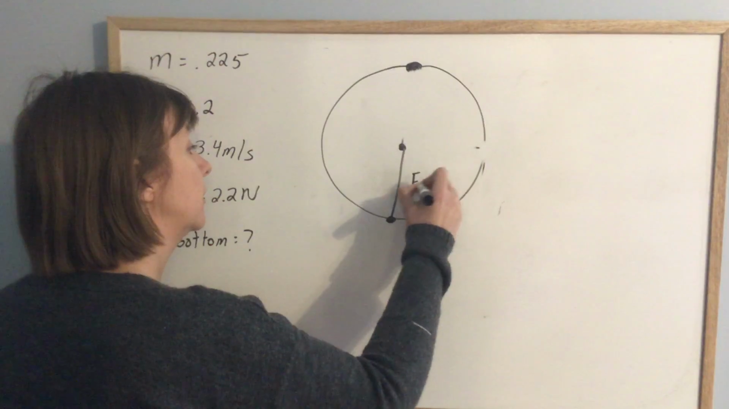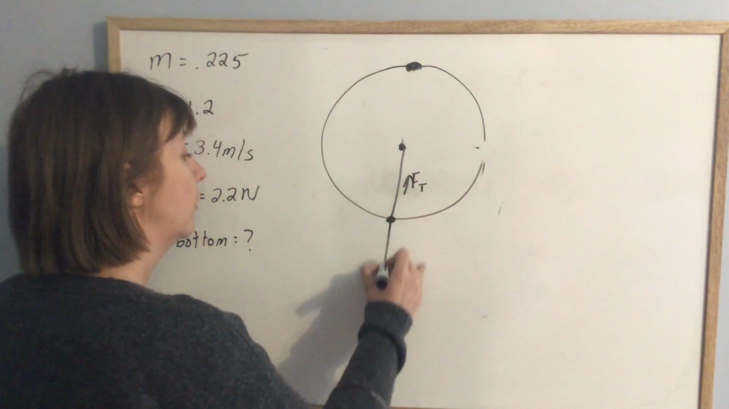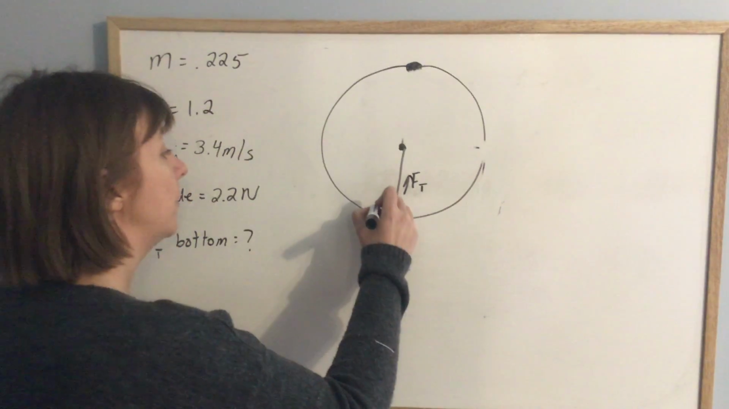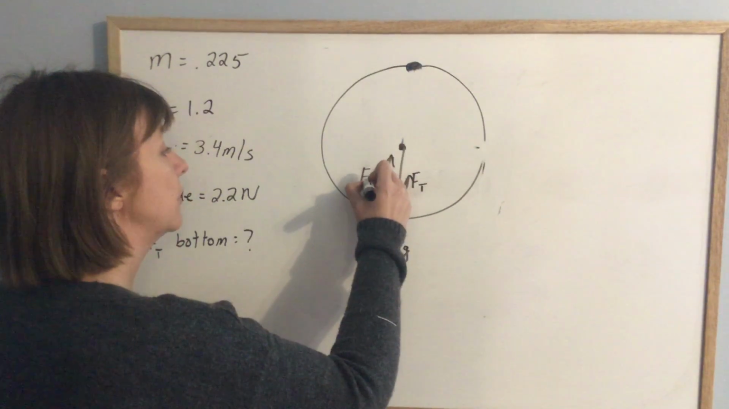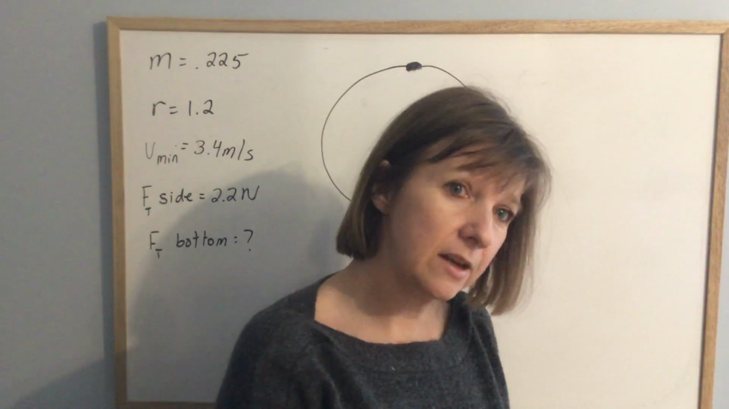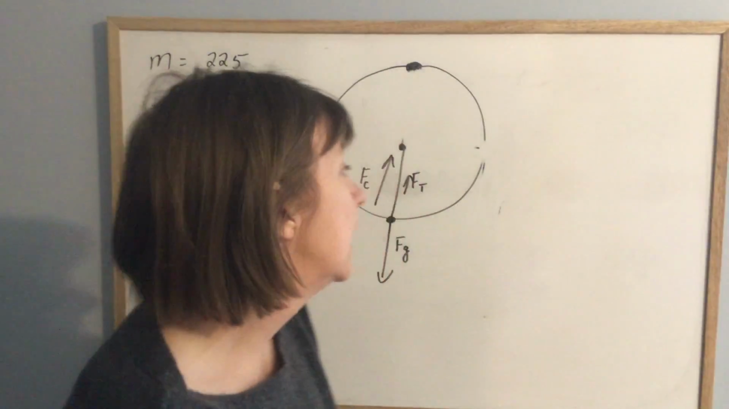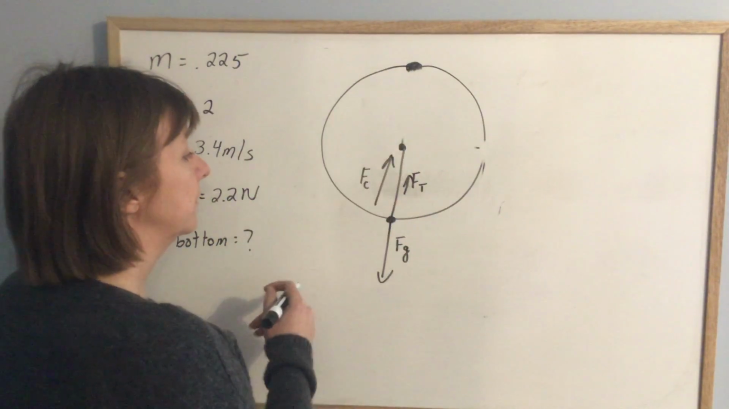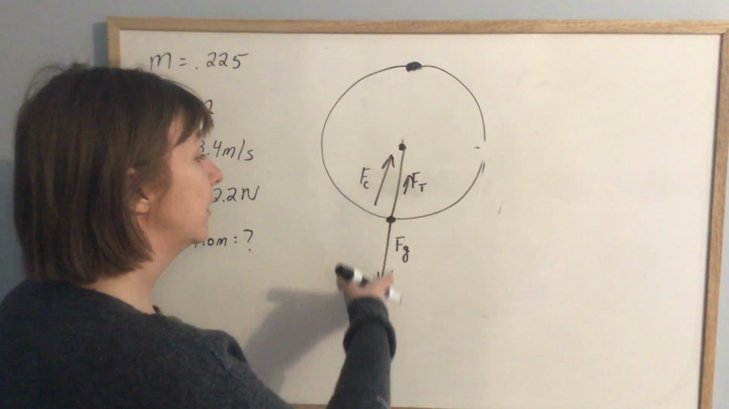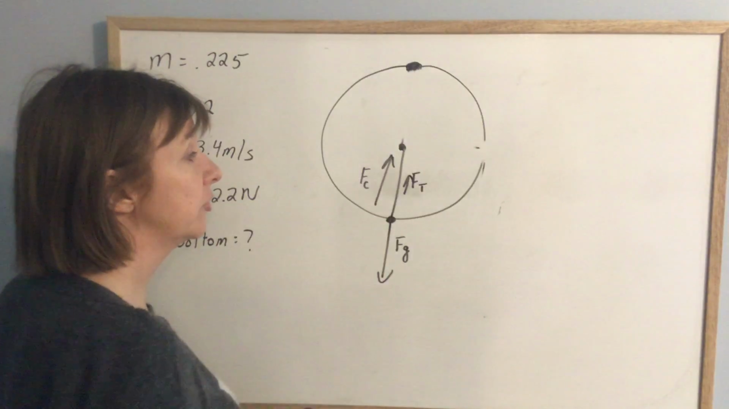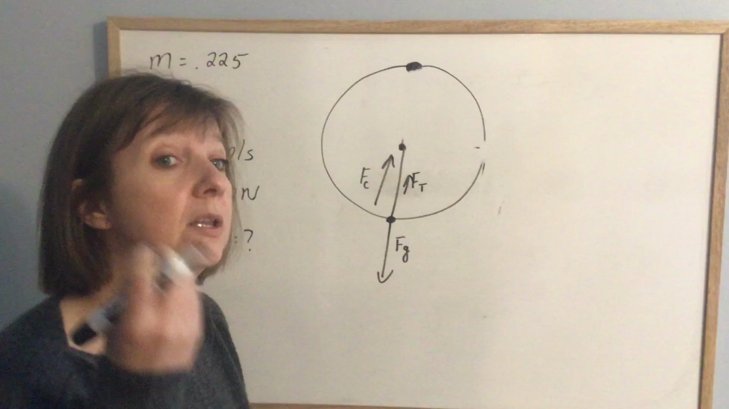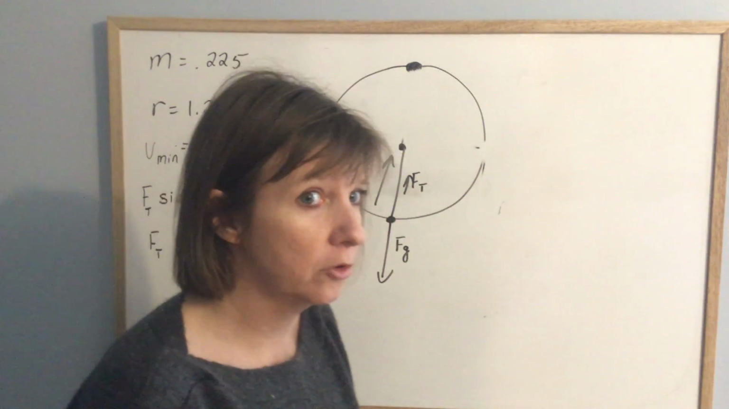Force of tension would be going this way. Force of gravity would be going this way. Now remember, centripetal force is always working towards the center of the circle. Have I said that enough yet? I hope so. It's always going towards the center. But this time, force of gravity is also working in the vertical direction, just like force of tension and centripetal force, but it just happens to be working in the opposite vertical direction.